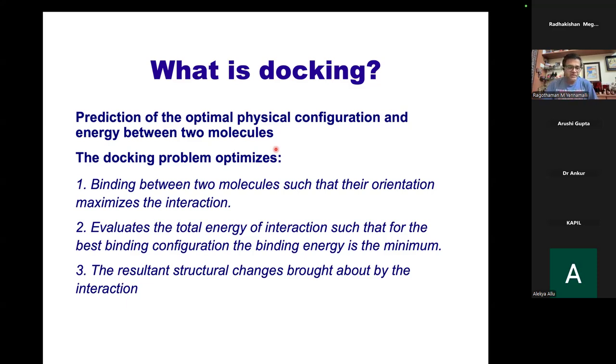Those who have some bioinformatics background have done some sequence analysis. Dynamic programming is also an optimization problem because you have many different solutions for two sequences that can align with each other. But the optimal solution in the alignment is the one that has the maximum score. So there is only one solution or maybe two solutions available. So the docking problem orients the two molecules in a way whereby the interaction is maximal between them.